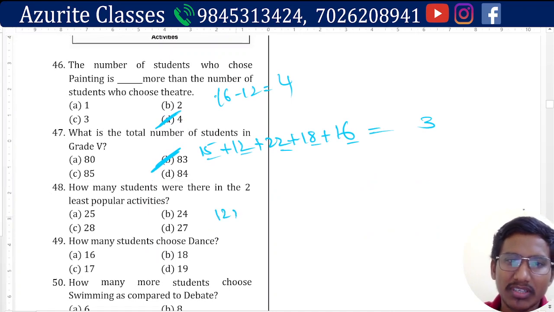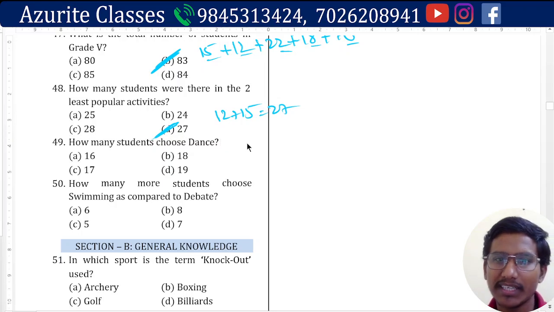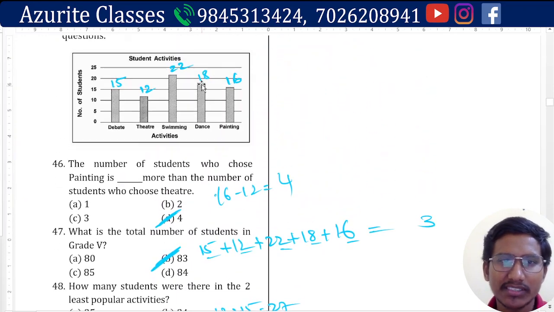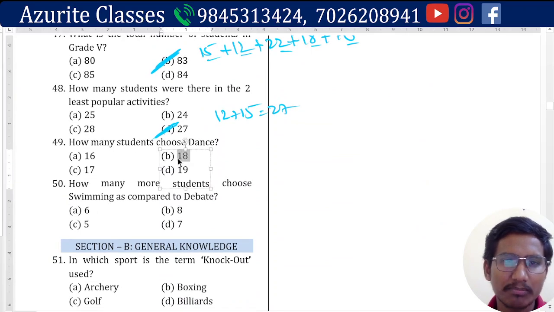So 12 plus 15, that is 27, answer option D for dog. Okay, 48. Now 49 question, how many students chose dance? Directly you can do it. So dance, if you see here, that is 18 students. Okay, 18 students will be the answer, option B here.